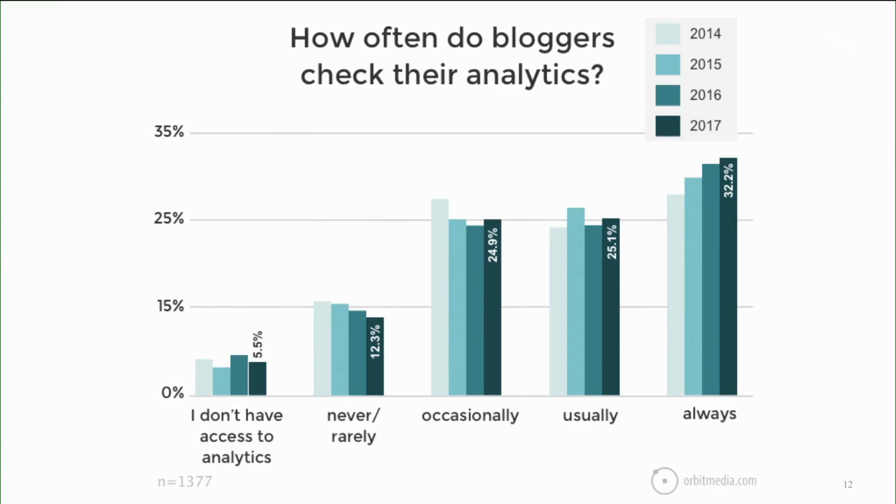And then checking analytics was the other thing. The percentage of people who always, every post, every time they publish, checking analytics is now up to 32%, right? That keeps increasing. But still depressingly low. You'd think it would be higher. Just a third of us look and see if it worked.